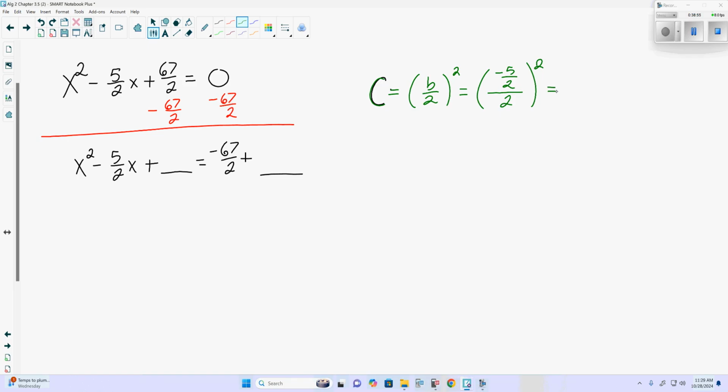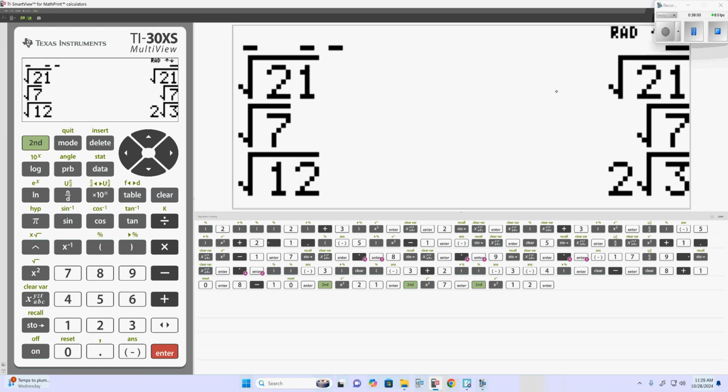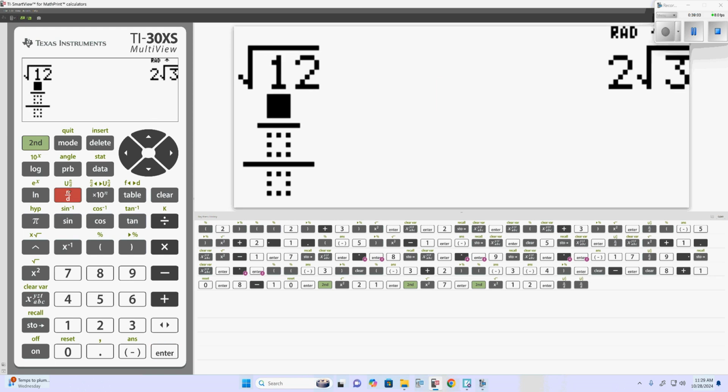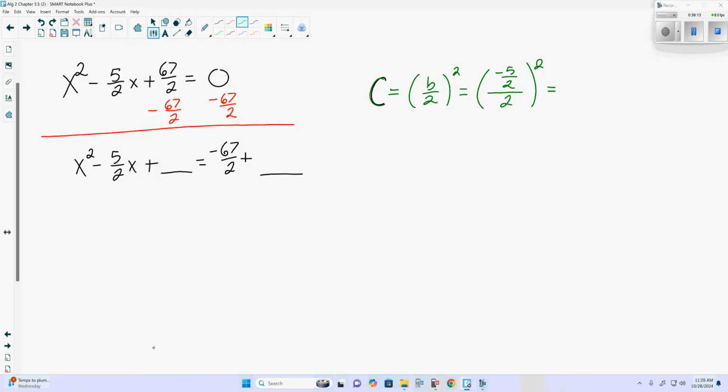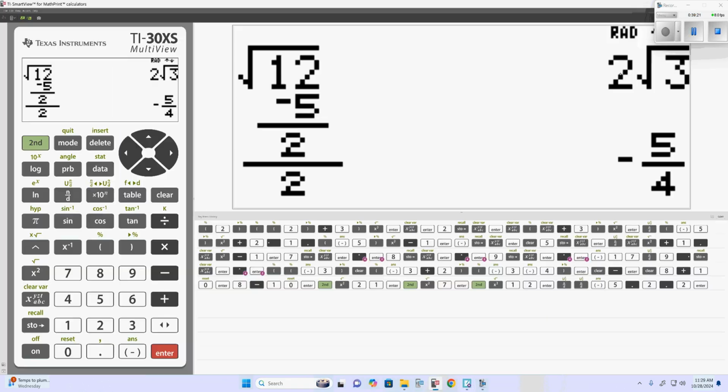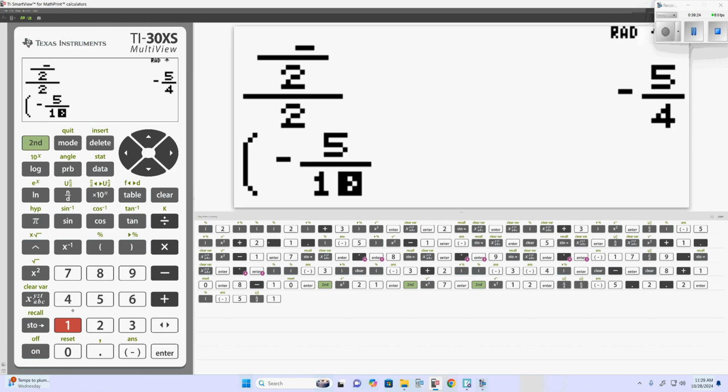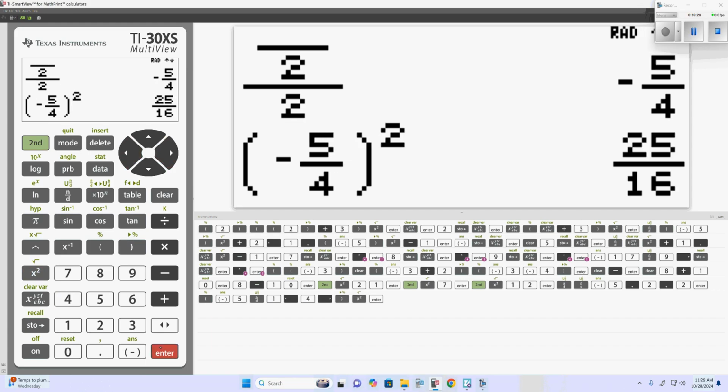So our b value is negative 5 halves. So we have negative 5 halves over 2 squared. Now, I'm going to type this into the calculator. I'm not going to type the whole thing in. Specifically, we're going to type negative 5 halves over 2, which is negative 5 fourths. And we still have to square this. So when you say parentheses, negative 5 over 4, not 1, 4, squared is 25 over 16, 25 sixteenths.